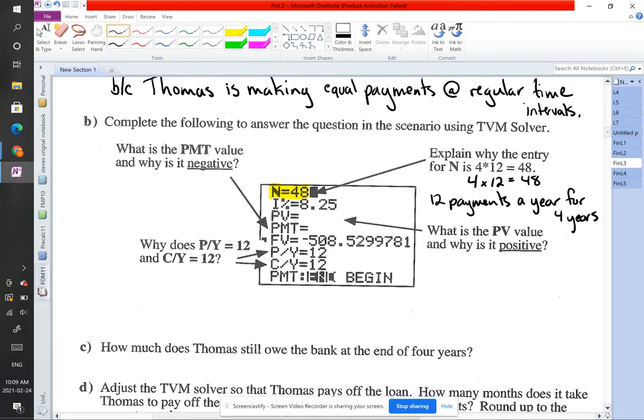What is the present value and why is it positive? Well, the present value is how much he initially borrowed. So PV is going to be 7,500, and it's positive because it's money received, right? Money into pocket, essentially. Like he wants to use it to buy the car, but he has to go to the bank, and the bank gives it to him so that he can go buy the car. So it's positive.